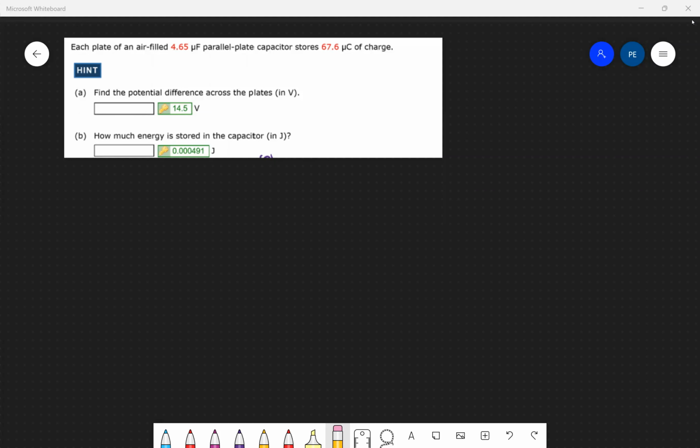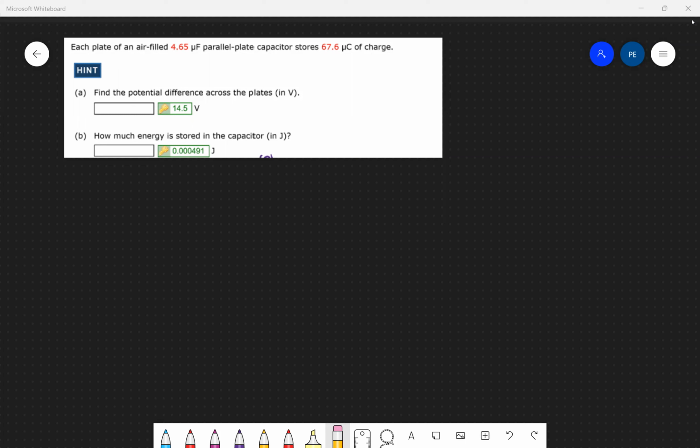Problem 1. Each plate of an air-filled 4.65 microfarad parallel plate capacitor stores 67.6 microcoulombs of charge. We want to A, find the potential difference across the plates in volts, and B, we want to know how much energy is stored in that capacitor.